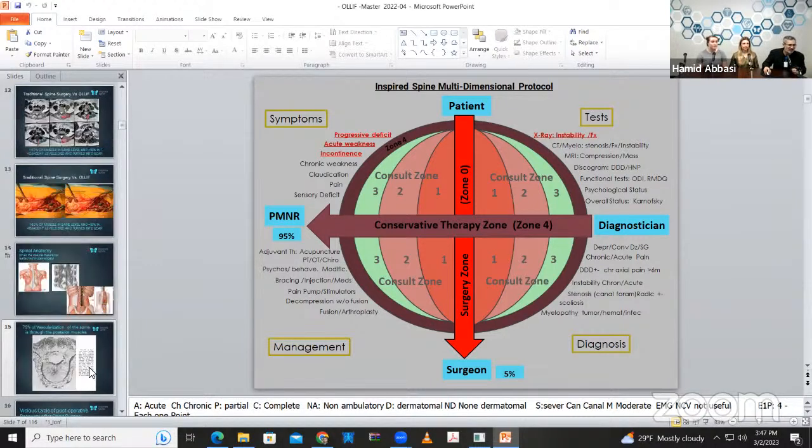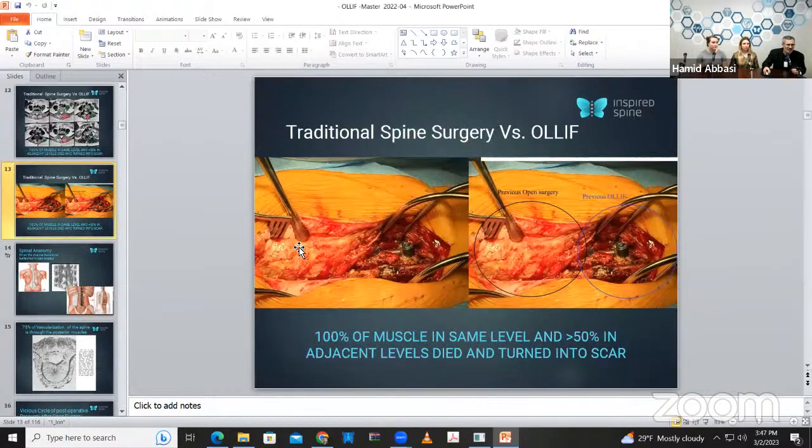So I'm going to show you one more thing that I think is very relevant to what you guys are doing. You remember that we said in open surgery, we turn those muscles to scar? What can you, as a physical therapist and occupational therapist, do with this scar? Really not much. There's not much you can achieve with scar tissue.